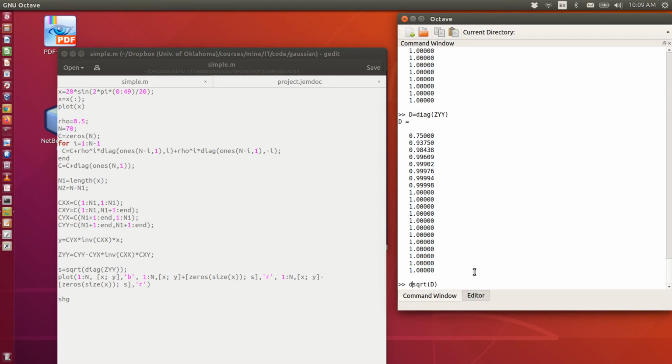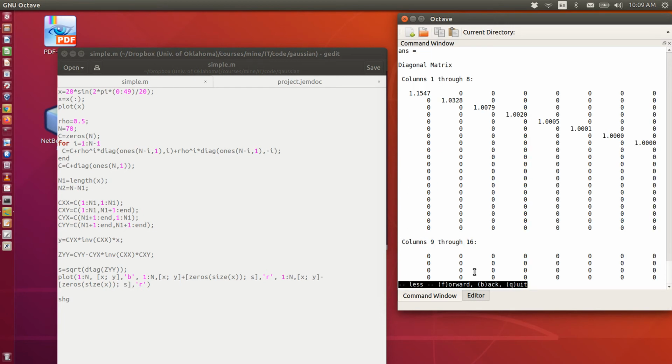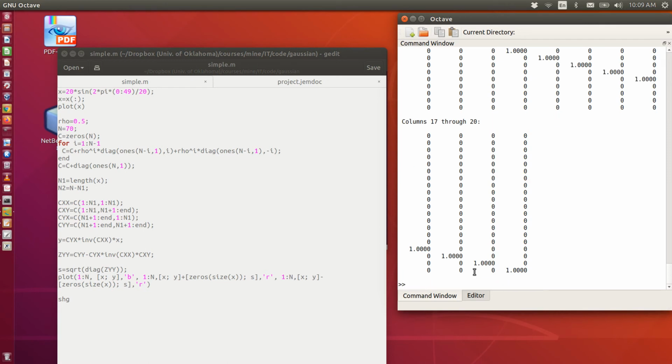And also make it a diagonal matrix. Oh, wait a sec. I want to make it 1 over that first, and take it as a diagonal matrix. Then I get a matrix here. Let me just give a name for that. Let's call it U, whatever.